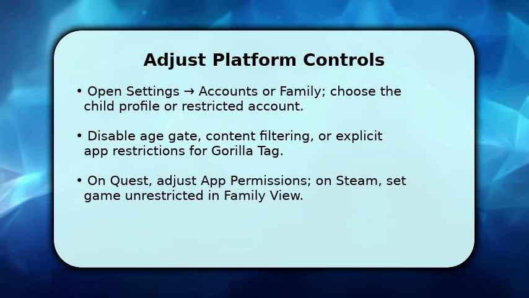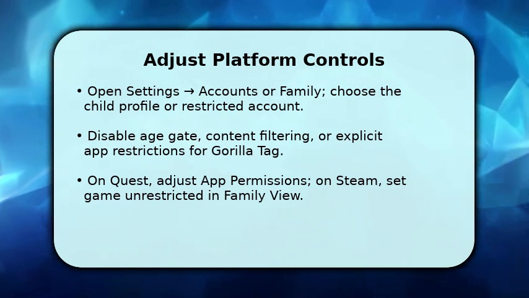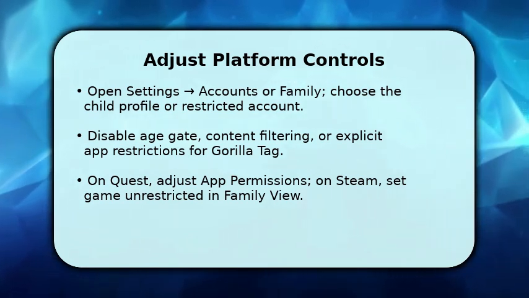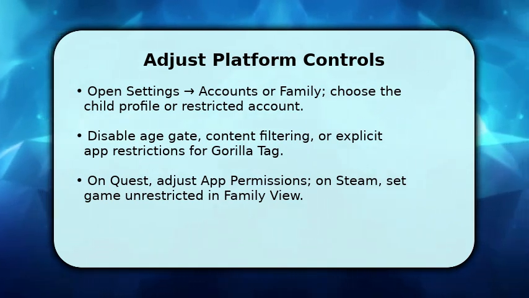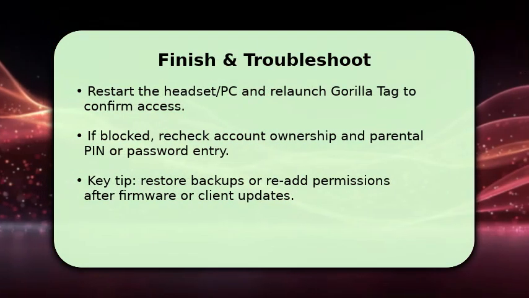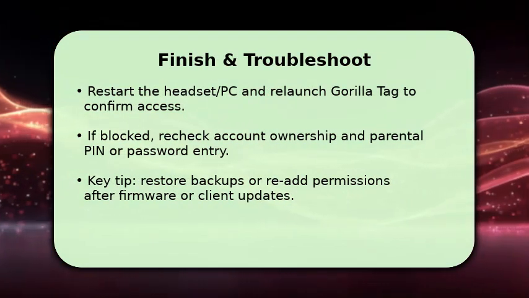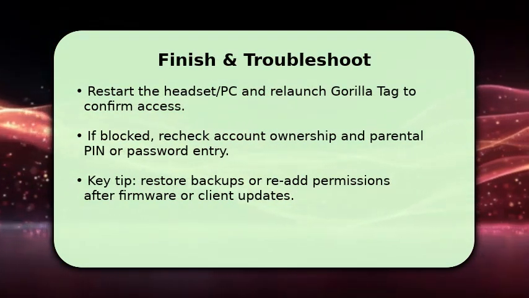For Steam, exit or reconfigure Family View and mark the game as allowed. Make sure to save changes, then restart the platform to apply those permission settings fully. You finish by restarting the headset or PC and relaunching Gorilla Tag to confirm the change took effect.